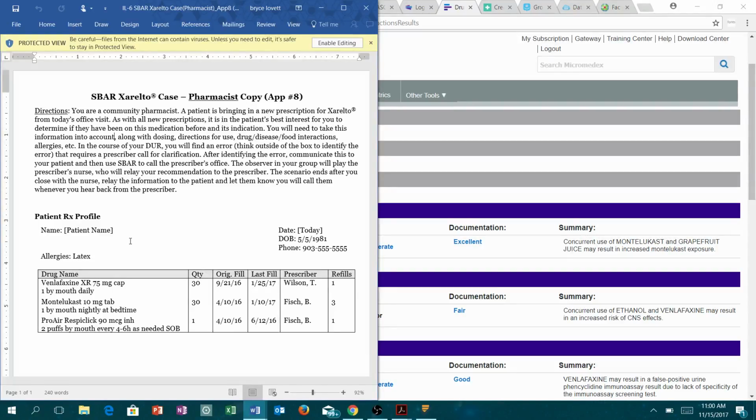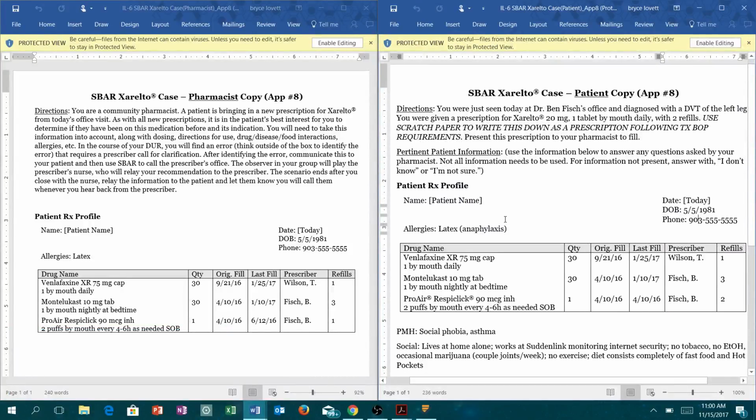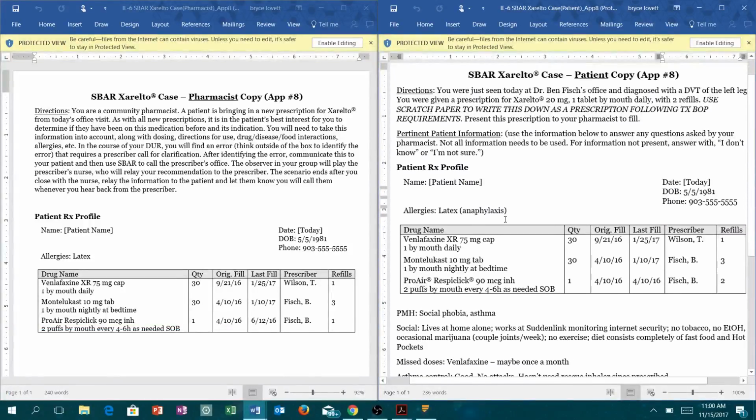He says occasional, can I use marijuana, a couple joints a week. I don't know. Social history. That's why we can either switch. He's missing his dose of venlafaxine. He misses a dose of venlafaxine once a month. Oh, that's the problem. Yeah, I think so.